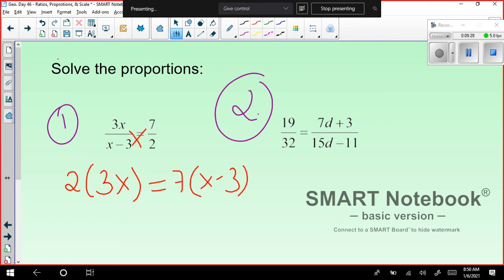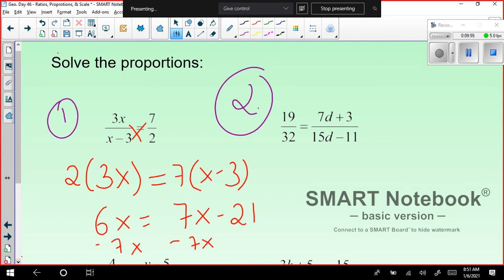So you are cross multiplying and you'll have 2 times 3x is 6x, 7 times x is 7x, and 7 times negative 3 is negative 21. Further, subtract 7x from both sides to get negative x equals negative 21. Dividing by negative 1, or multiplying by negative 1, I get x equals 21 in case of the first problem.